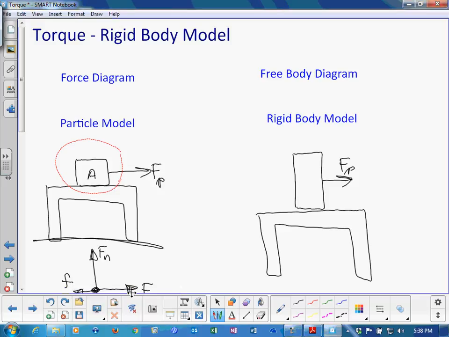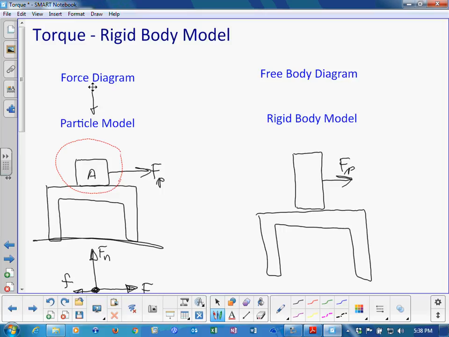Before we go too far into rotational dynamics, we're going to need to understand the difference between a force diagram and a free body diagram. We're well acquainted with the force diagram already that we use for the particle model.